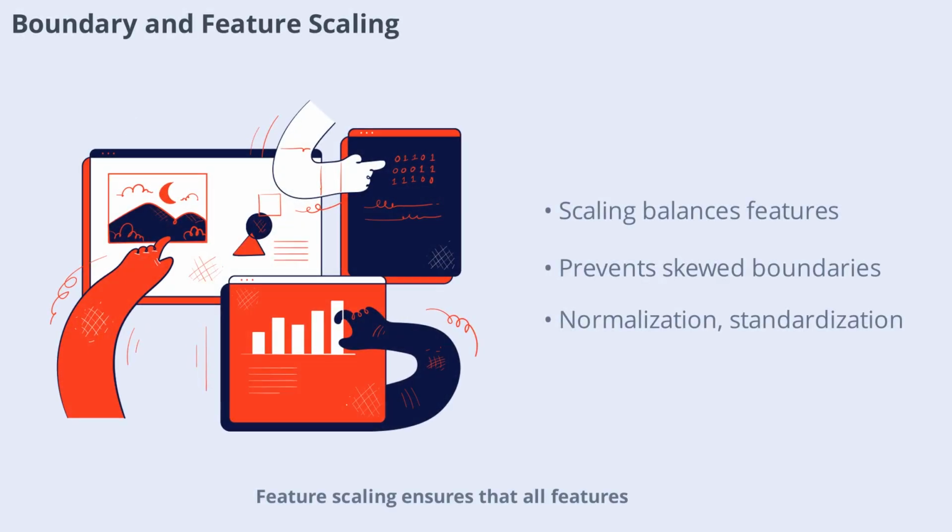Feature scaling ensures that all features contribute equally to the decision boundary. Without scaling, features with larger ranges can dominate, skewing the boundary. Techniques like normalization or standardization are commonly used.